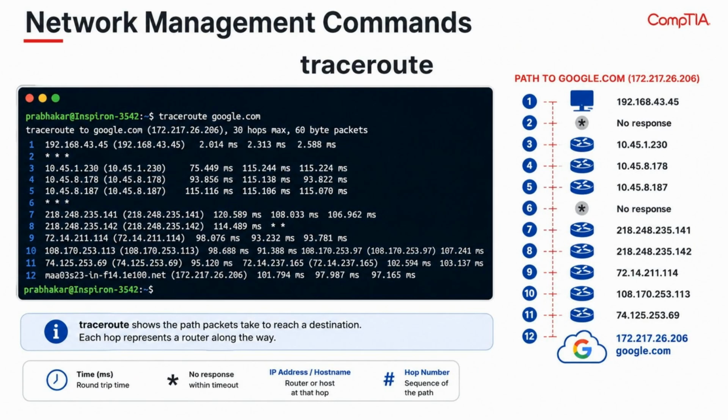To understand the path your data takes across a network, we use "traceroute." This command maps the journey of your packets to a destination, listing each hop or router along the way, which helps identify exactly where a connection might be delayed or failing.